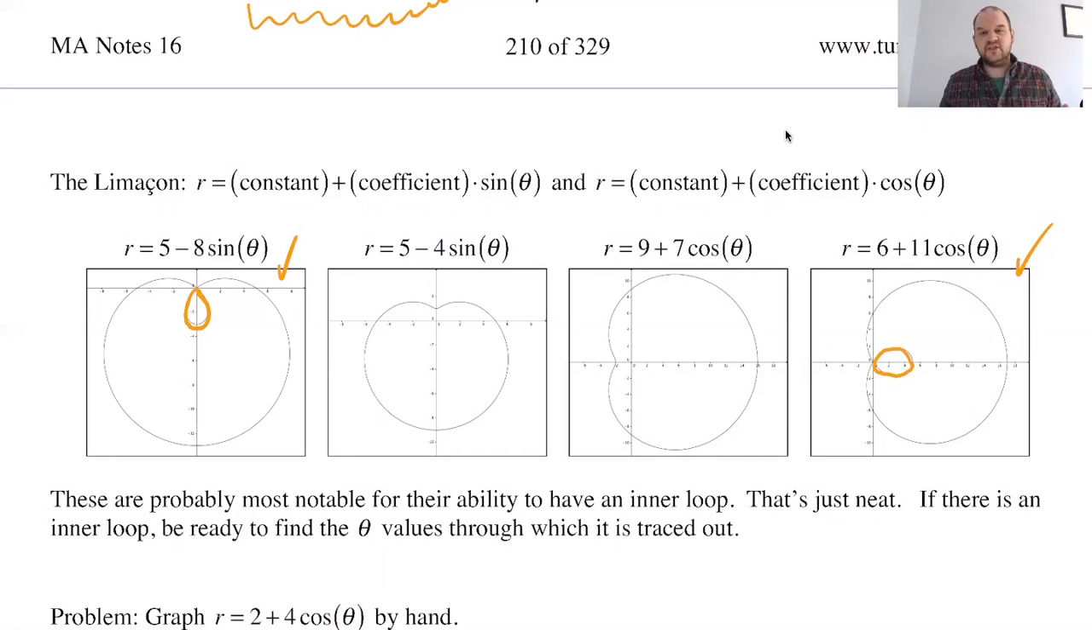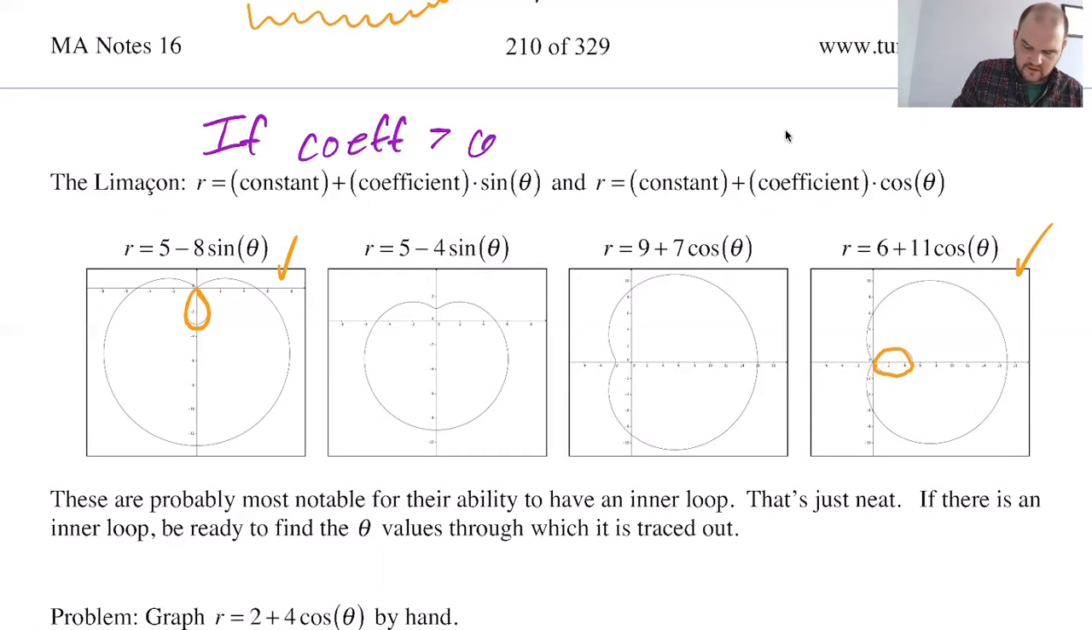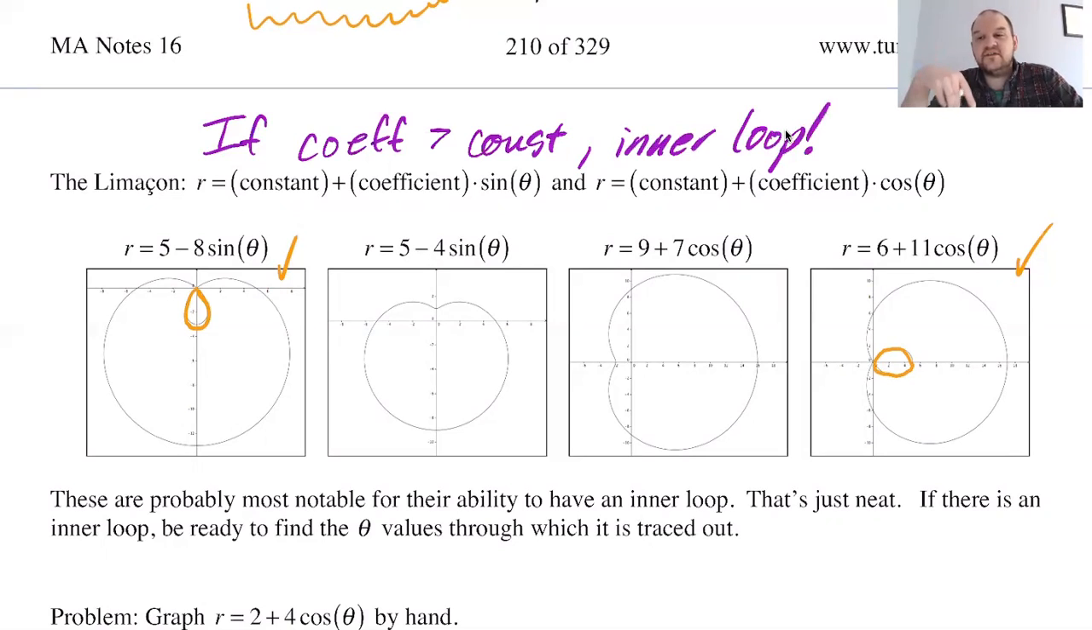Let me just jot that down. If the coefficient is greater than the constant, inner loop. And that's a big deal. As we go through this, you don't have to memorize that. You're going to learn what's making the inner loop happen. And then as long as you can remember how to graph in rectangular, you will definitely know if this thing has an inner loop or not.